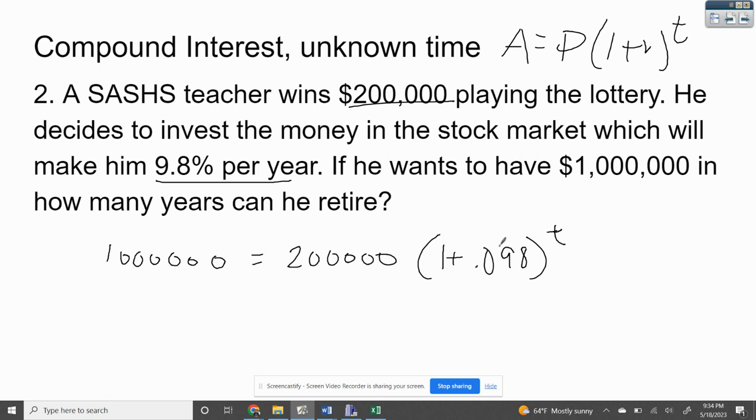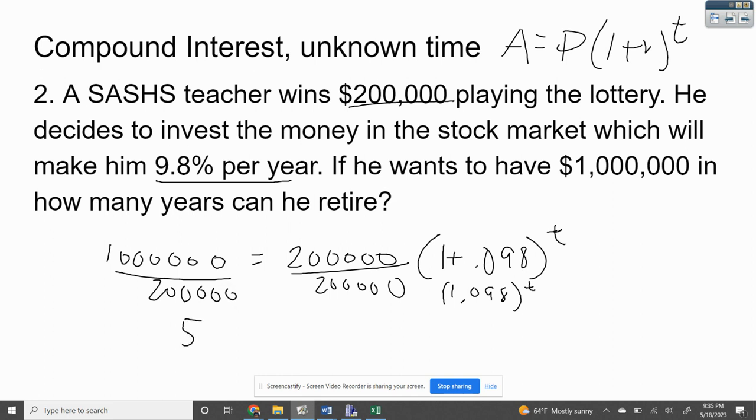All right, so again, first step, going to be adding these numbers together in this parentheses. So that's 1.098. And then in the same step, I'm going to divide off this 200,000 from both sides. So 1 million divided by 200,000 should be 5. And on the right side, I have 1.098 to the power of T. Okay, and now I have my base to the power of T.